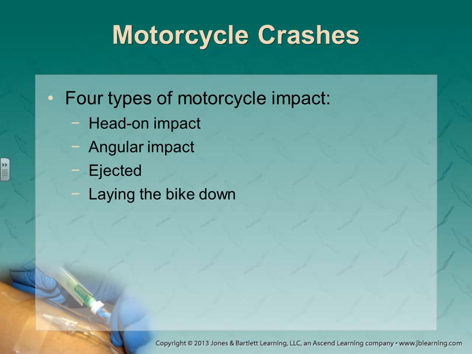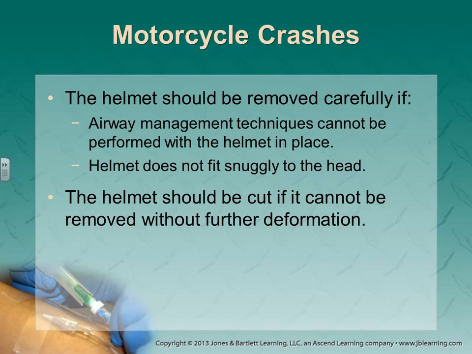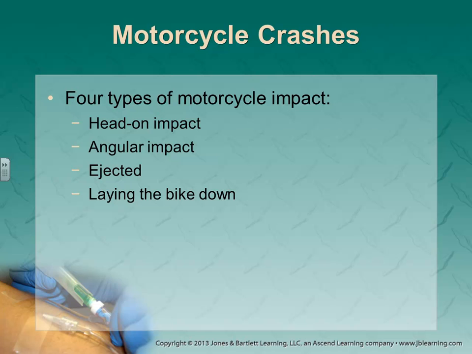Well, whether he wanted it or not, he did. You got your angular impact. That's where the motorcycle strikes an object or another vehicle at an angle so that the rider sustains direct crushing injuries, all right? So it hits and then it gets caught. Ejected, obviously, that'll usually be part of these other impacts as well, all right? And then laying the bike down.